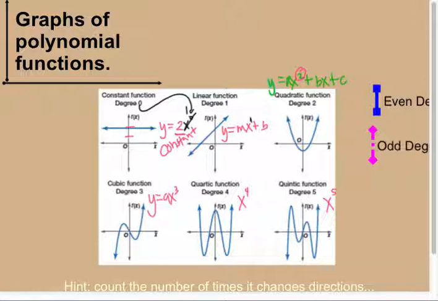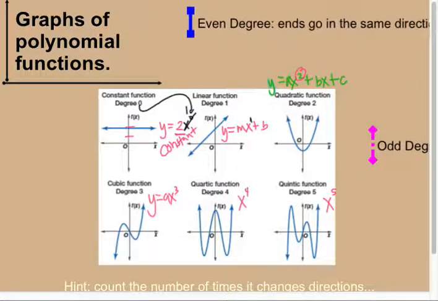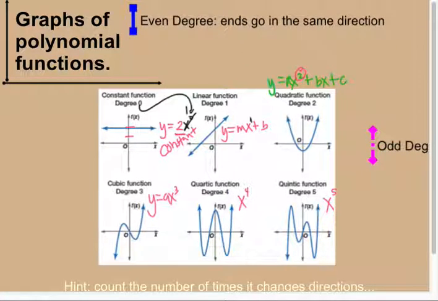So some of you might be thinking, how can I tell the difference between these? The first 3, I get the constant, the linear, and the quadratic, but the other ones might be new to you. Well, here's some hints, and please write these down off to the side of your paper. Even degree. Ends go in the same direction.